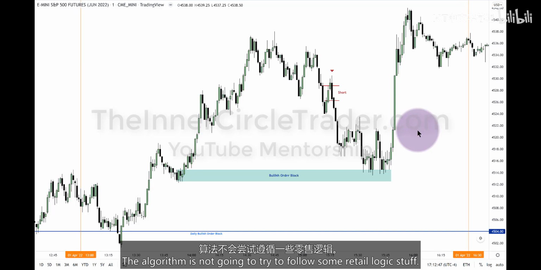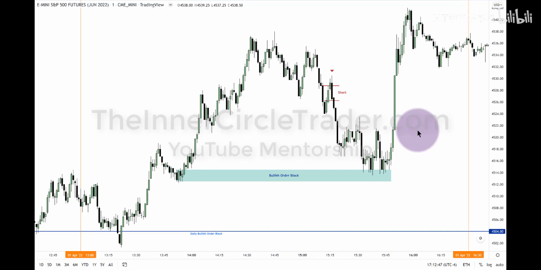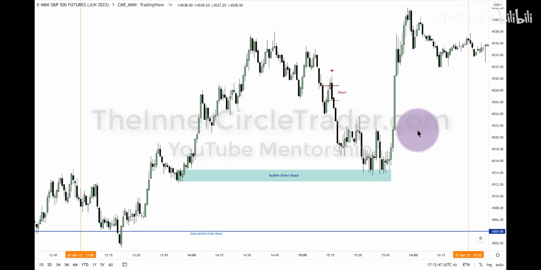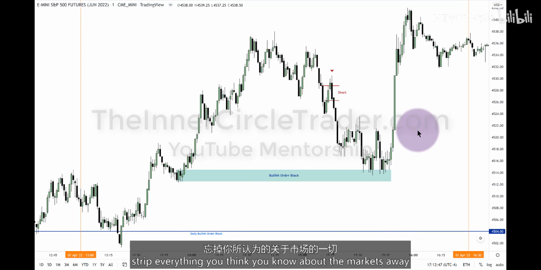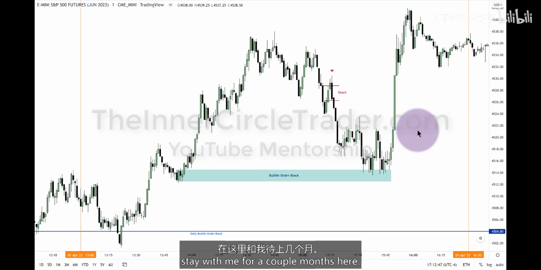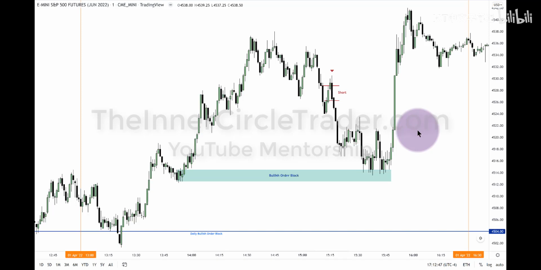Okay? The algorithm is not going to try to follow some retail logic stuff. It's based on where's the money? Who's the most easy prey right now? And where is the majority of the money? And that's where it's going to run for. That's all it's going to do. And if you strip everything you think you know about the markets away and just give me a couple months, stay with me for a couple months here, and I promise you, you will put everything else down and see it like this.